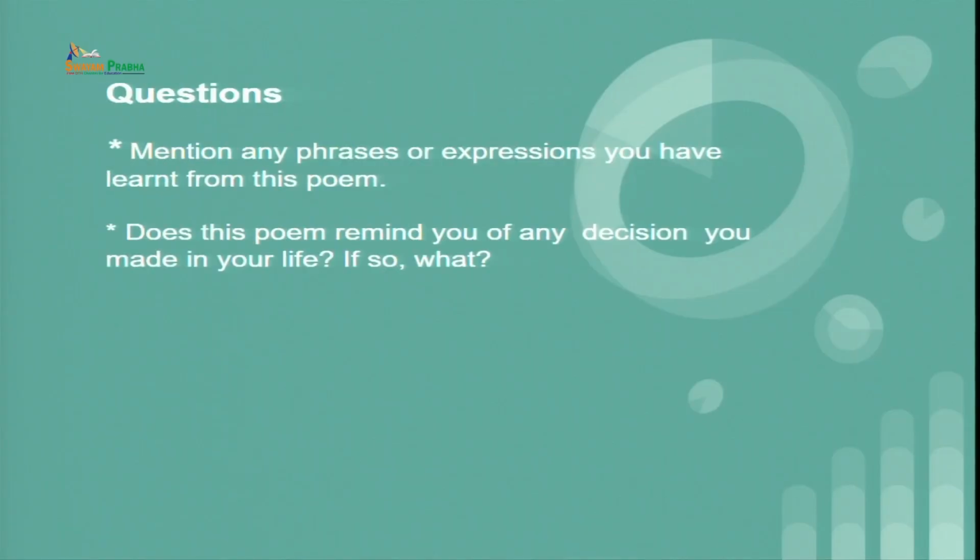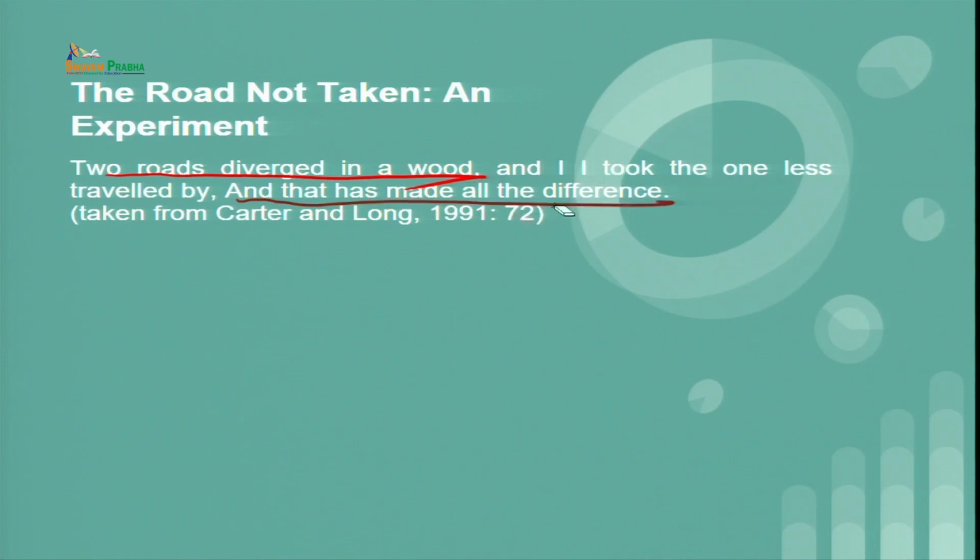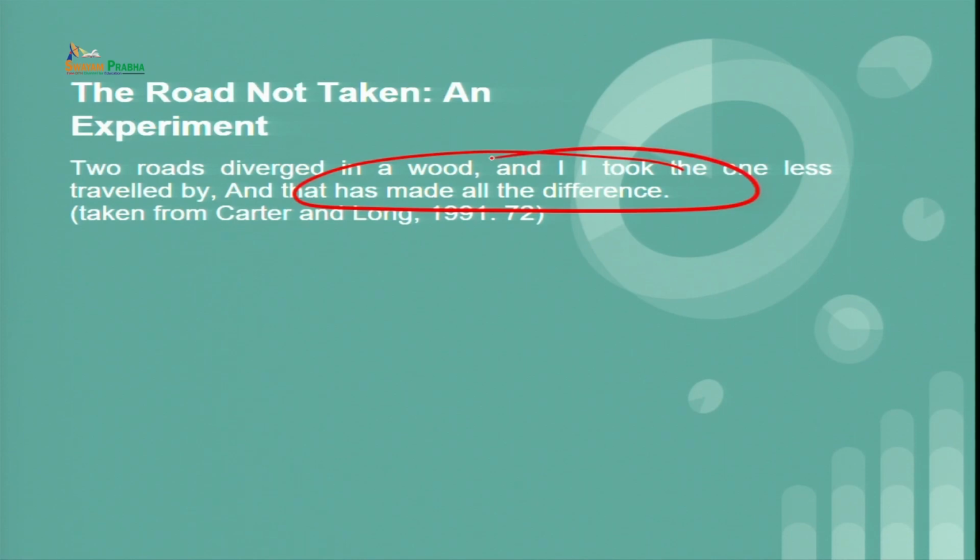What does it tell? That after reading the text, there are certain questions related to the text, and one of the important questions is: mention any phrases or expressions you have learned from this poem. These lines provide a number of linguistic items that can be incorporated in our daily life, and one of the examples is "has made all the difference." In the present tense, I can say that it has made all the difference. Whatever you are doing, or any kind of thing that has brought some changes in your task or in your life, you can say that it has made a difference.